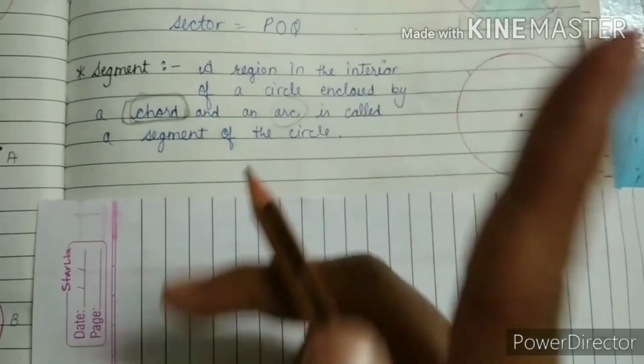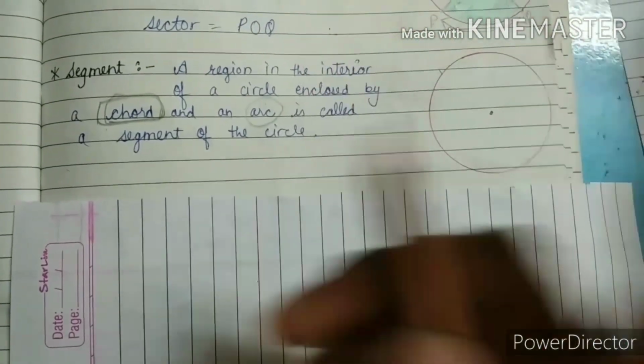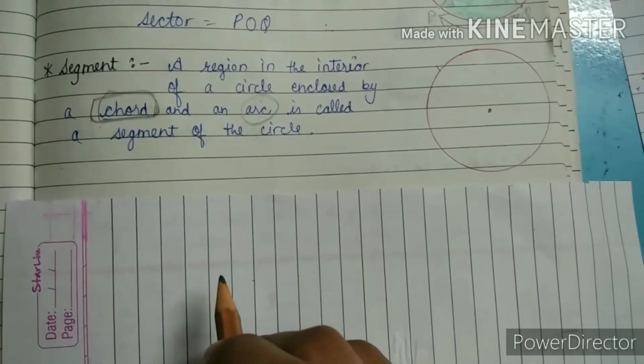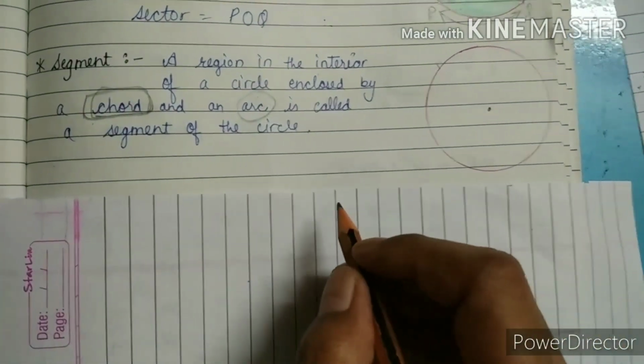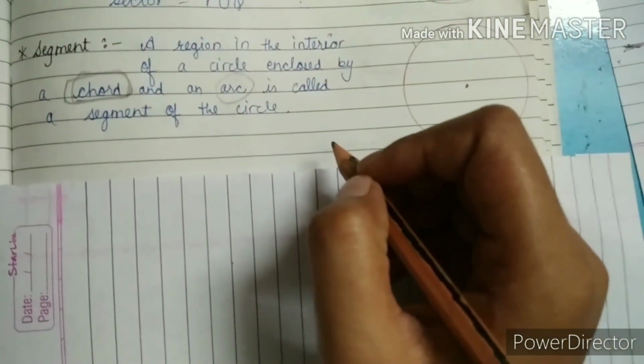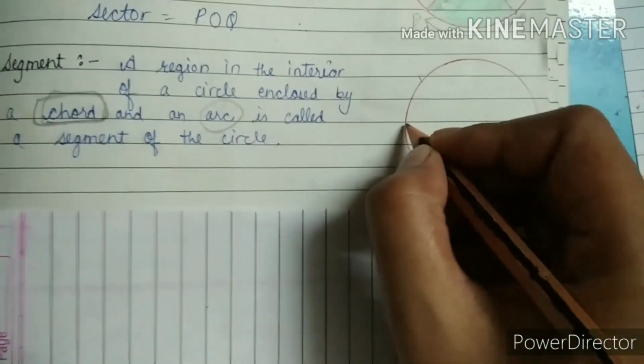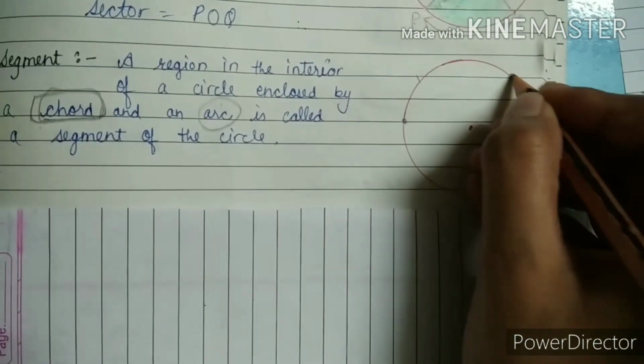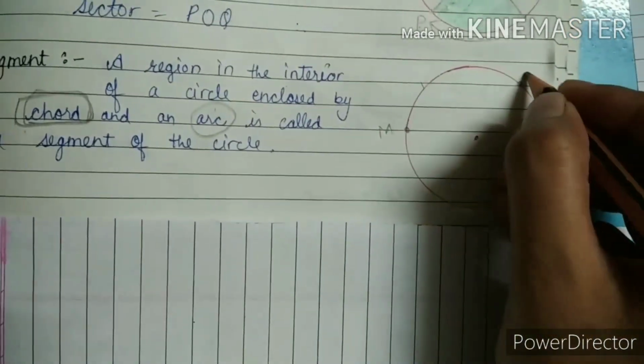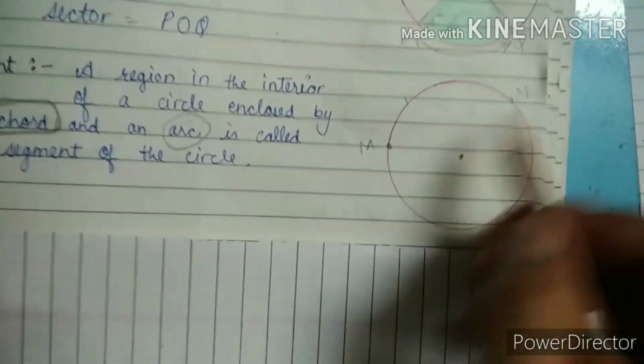Only one chord, one arc. So firstly we will draw the chord. Chord means a chord connecting 2 points on the circle. So firstly we will put any 2 points. Here I am putting M and N. Have you seen M and N?